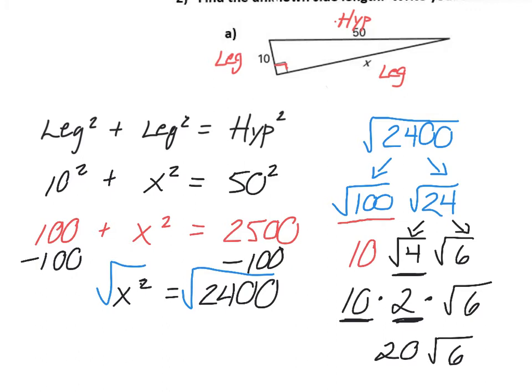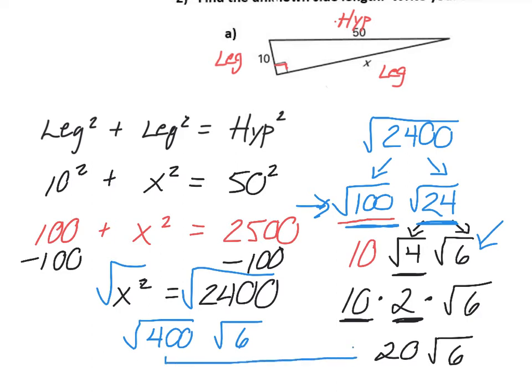Now, since I went through this process twice, I broke it down to 100 times 24 right here, and I broke it down again into 4 and 6 right here. What I could have done, instead of starting off with 100 times 24, I could have started off with 400 times 6. And then the square root of 400 would have led me directly to 20.